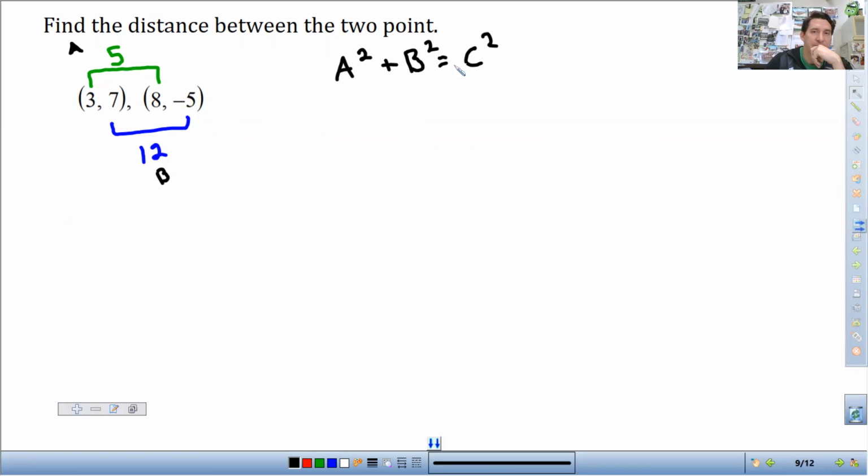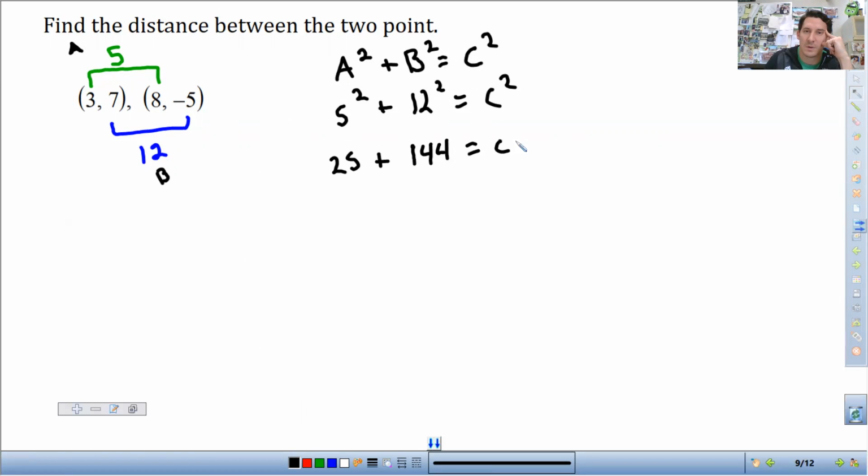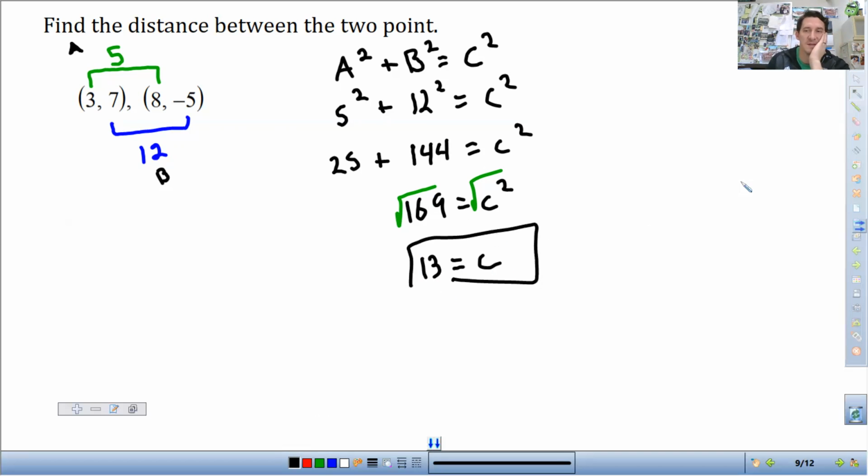C is the distance between the points. So A is 5, B is 12. You can change C to X, or I'll just leave it as C this time. So 5 squared is 25, 12 squared is 144. 25 plus 144 is 169. Square root both sides. You get 13 is equal to C. So the distance between those 2 points is 13.